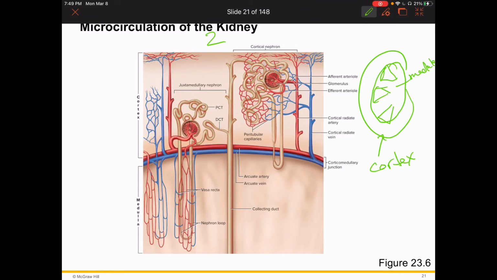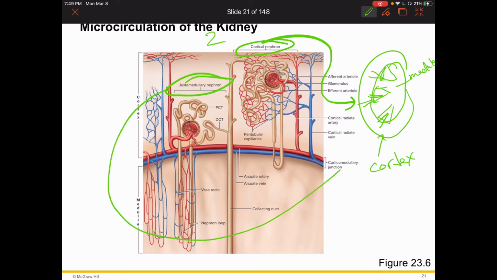So there are nephrons that are really centered, going into the renal pyramids, and then there are others that are mainly in the cortex. The ones that are mainly in the cortex, you guessed it, are cortical nephrons. And the ones that are juxtaposed between the cortex and the medulla are called the juxtamedullary nephrons. So juxtamedullary nephrons dip down into the renal pyramid a little bit more.